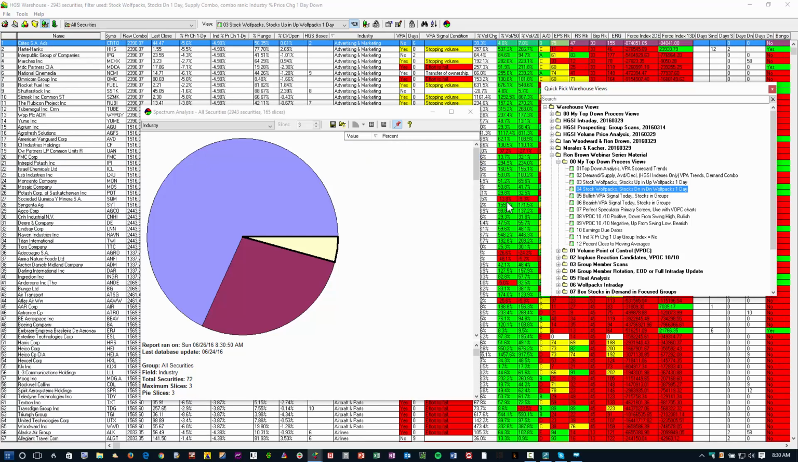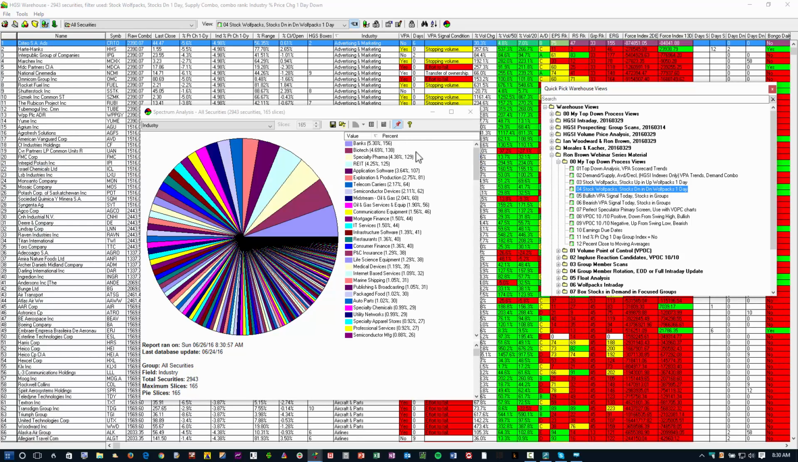And on the downside, you can see that there were 2,943 stocks in groups. They're assigned to groups dominated by the banks, the biotech, specialty pharma, REITs, application software. So it looks very bleak at this point.